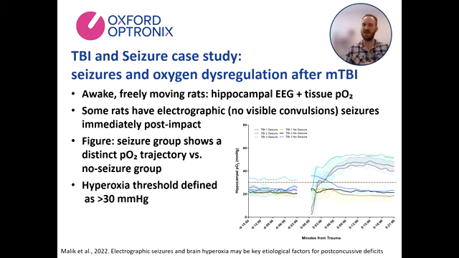And what you can see here is that the seizure group follows a distinct oxygen trajectory that is much higher compared to the non-seizure group. They also were able to define hyperoxia as greater than 30 millimeters of mercury, which helps anchor interpretation. So this slide is the setup, and the next slide is whether they test whether the oxygen piece is just a passenger or actually part of the mechanism.